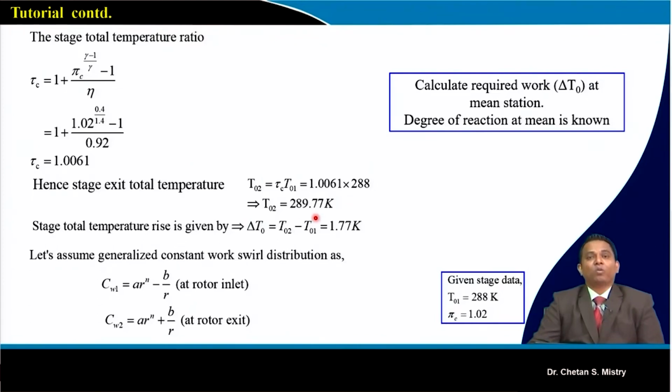Now at this moment we have no idea how the whirl velocity component is distributed. So we can safely assume a generalized constant work distribution. We can say CW1 is A into r to the power n minus B by r, which we consider at the entry or rotor inlet. CW2 is A into r to the power n plus B by r at exit.